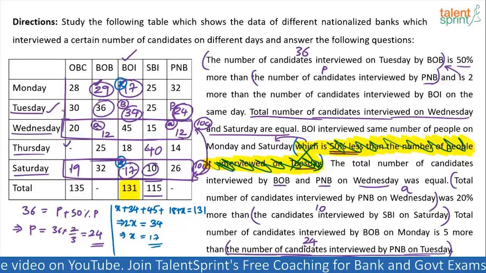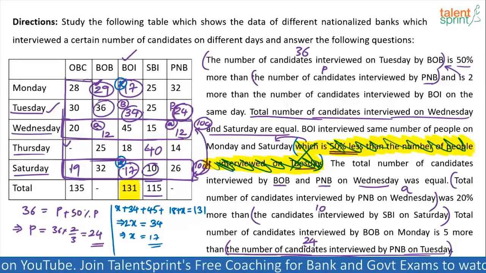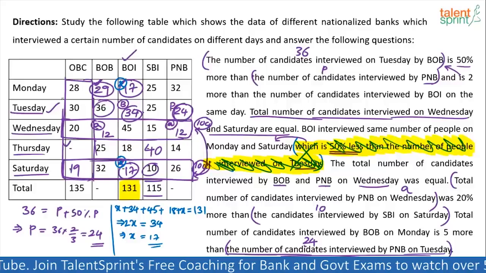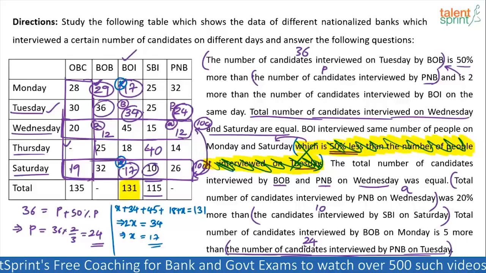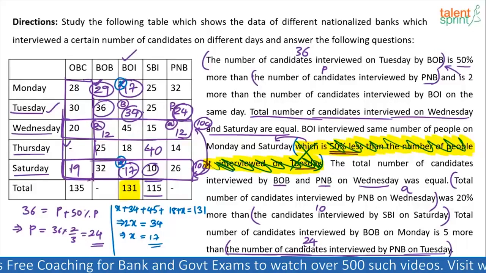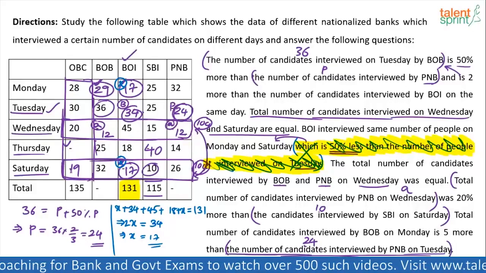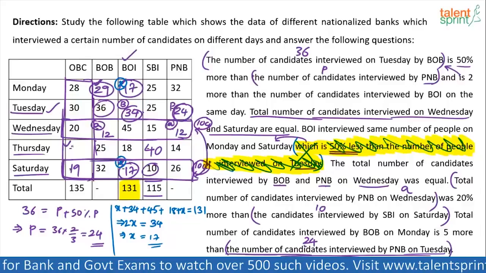How do we get that? We know the total of OBC over all the days. Balance this now. 28 plus 30, 58. 58 plus 20, 78. 78 plus 19, 97. So 135 minus 97 is 38.